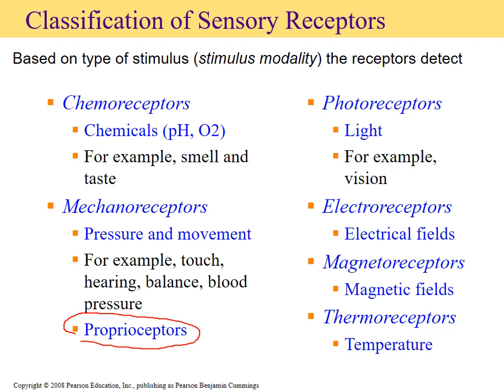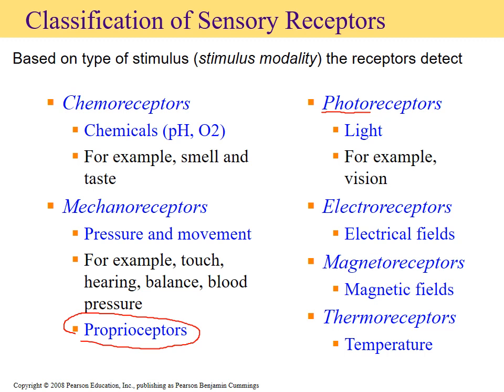Photoreceptors, as you see from the name, the photo means that it's going to respond to light stimulus. So vision would fall in this category. And then the last three are your electroreceptors, which will respond to electrical fields, magnetic receptors, which will respond to a magnetic field, and thermoreceptors, which, as the name also indicates, will allow us to interpret temperature changes that we become exposed to.